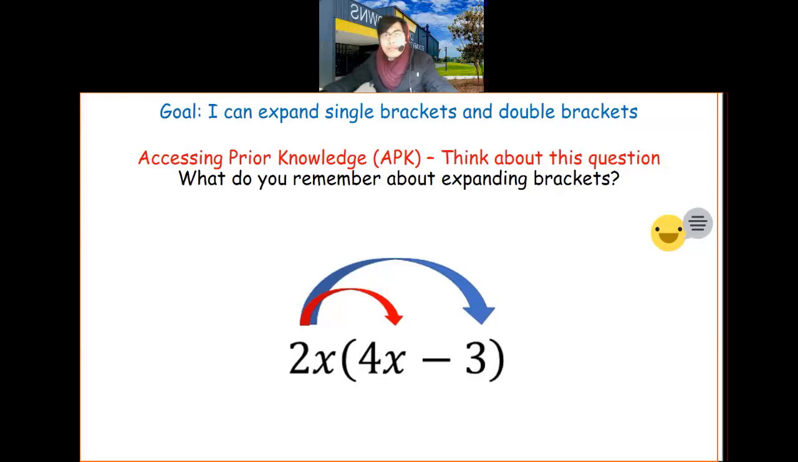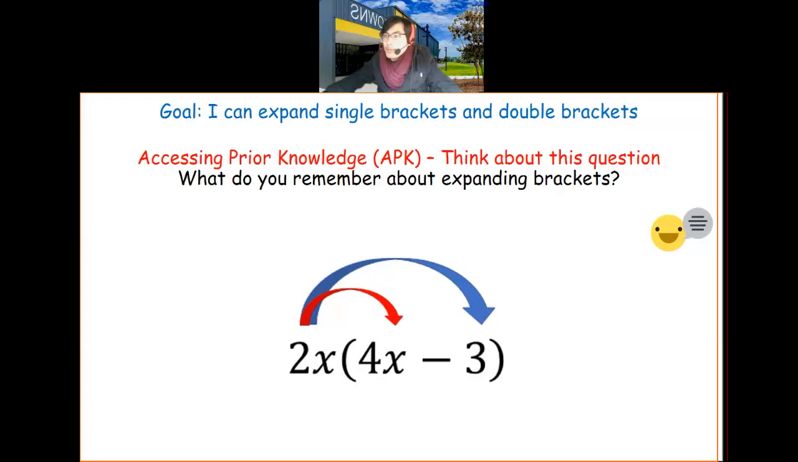What are these arrows about? Have a think about it. Okay, 1 more minute. All right, so at the moment, I still haven't seen anything. Okay, anything put in chat.